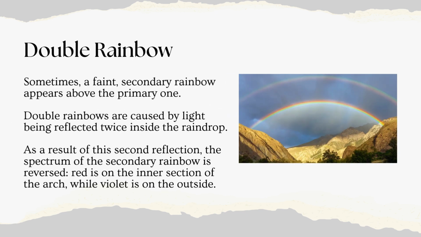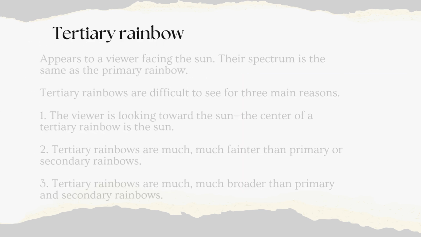Double rainbow. Sometimes, a faint, secondary rainbow appears above the primary one. Double rainbows are caused by light being reflected twice inside the raindrop. As a result of this second reflection, the spectrum of the secondary rainbow is reversed. Red is on the inner section of the arch, while violet is on the outside.